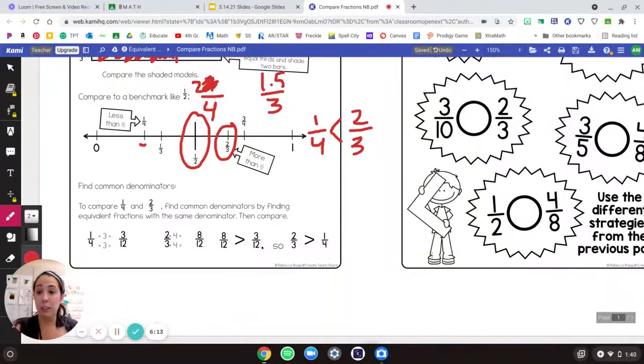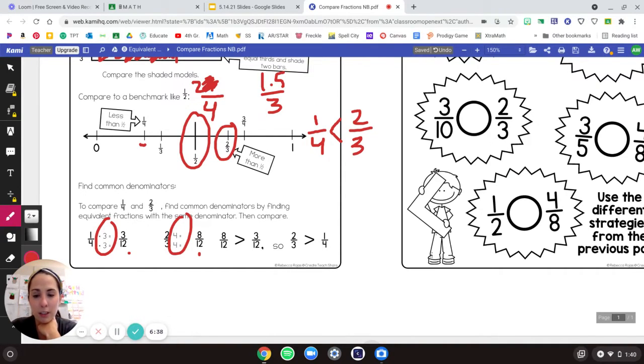Another way is to use our multiplication to find common denominators, thinking of equivalent fractions that are easier to compare. So we can multiply both of these to get a denominator of 12. I can multiply by 3/3 to get 3/12. And I can multiply this one by 4/4 to get 8/12.